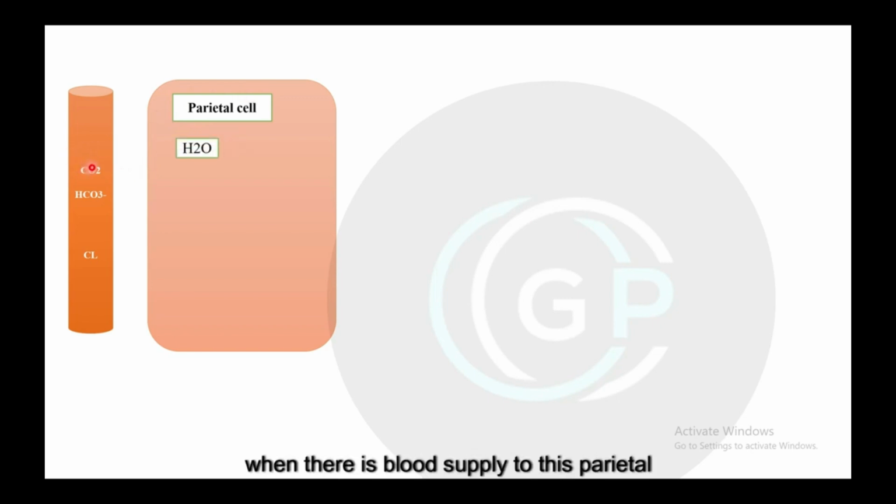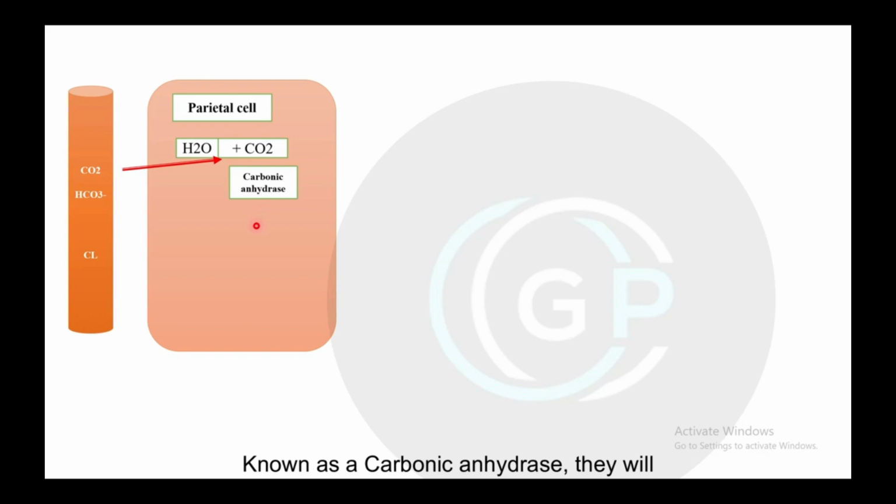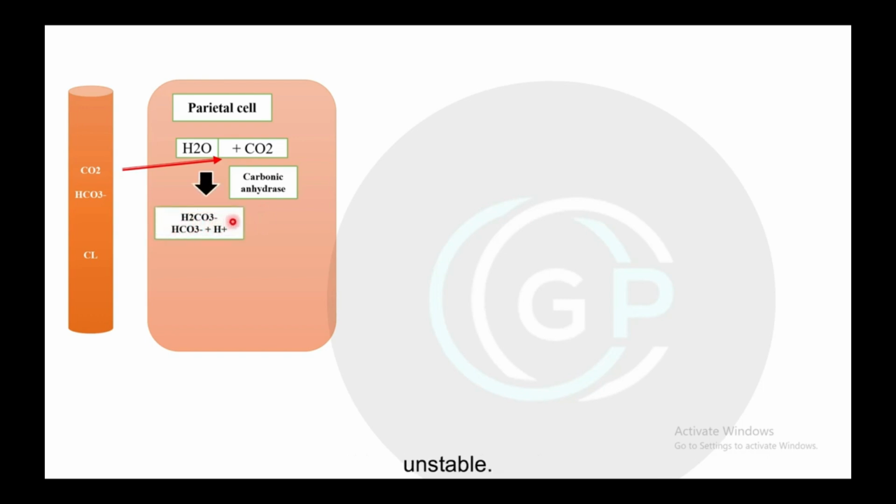When there is blood supply to this parietal cell, this carbon dioxide will enter into the parietal cell and they will make a reaction. When water and carbon dioxide react together in the presence of the enzyme known as carbonic anhydrase, they will form carbonic acid. But this carbonic acid is very unstable. Whenever there is formation of carbonic acid, immediately it will dissociate into a bicarbonate and a hydrogen ion. So you can see here the carbonic acid has been dissociated into the bicarbonate and hydrogen ions.